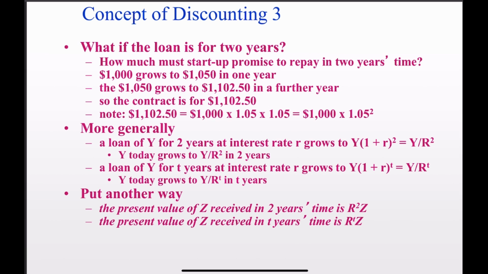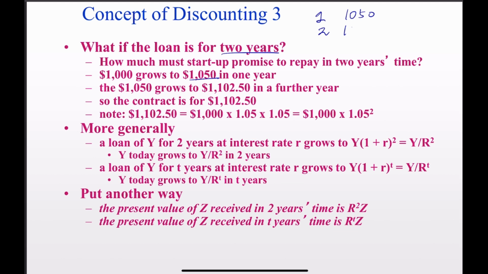But what if we are talking about money 2 years from now? Until now we were concerned with 1 year. Now we are concerned with 2 years. Let's see how that works. If we put the $1,000 in the bank at the 5% interest rate, you will get $1,050. How about 2 years? You may have $1,102.5.